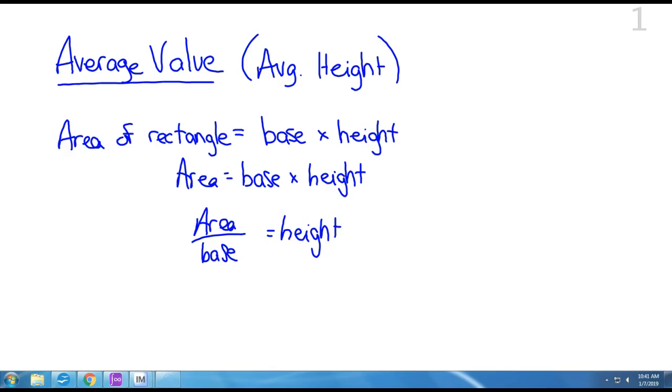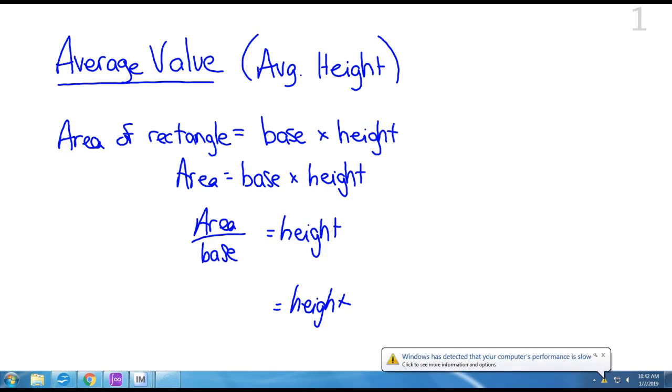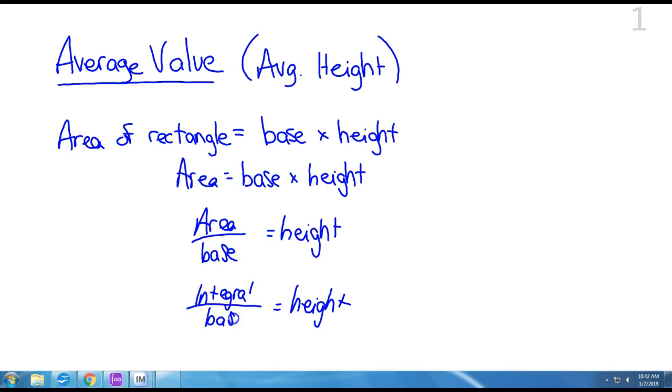Well, how do I find area? If I give you a shape in general, say find the area of this shape, what do you do? Go back to calculus. Derivative or integral? Wow, that's been a long time. Derivative finds slope. Integral finds area. So the height is the integral divided by the base.